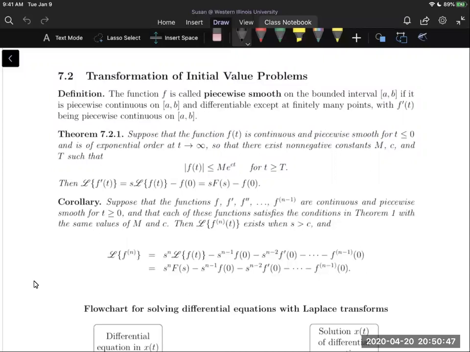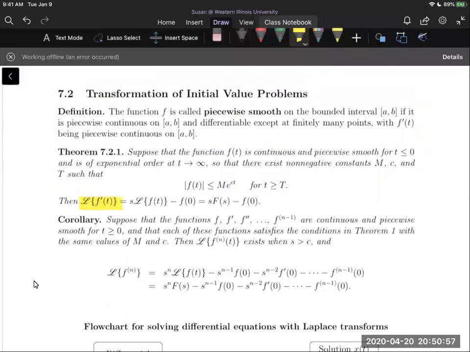If all of these conditions hold, we're continuous, piecewise smooth, and of exponential order, then we can define the Laplace transform of the derivative. And more specifically, it is s times the Laplace transform of the original function minus the initial condition. And then, of course, making use of the capital F notation, that is just another way to write the Laplace transform of f of t.